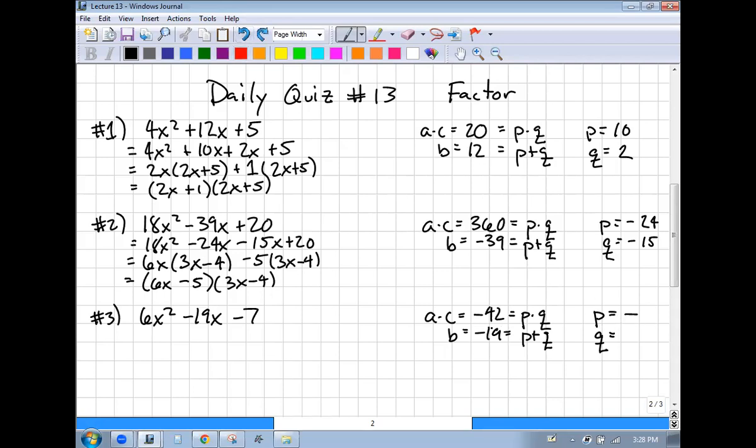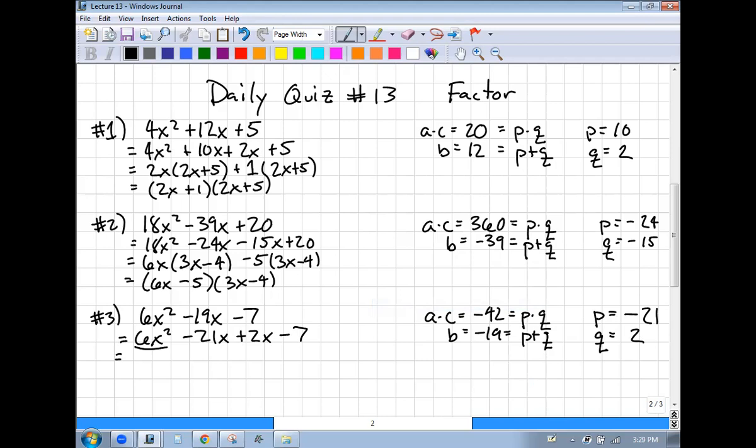So we start looking at combinations. All right, we need a big negative number and a smaller positive number to add to give us a minus 19. So we look at combinations here. We could do what, like 21 and 2, right? Negative 21, yeah, negative 21 and a positive 2. They multiply to give us negative 42, and they add to give us a negative 19. So we can rewrite this minus 19x as a minus 21x plus 2x.